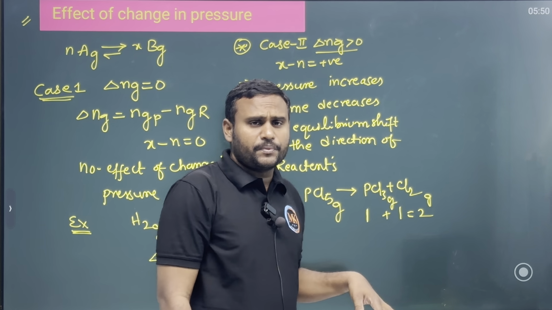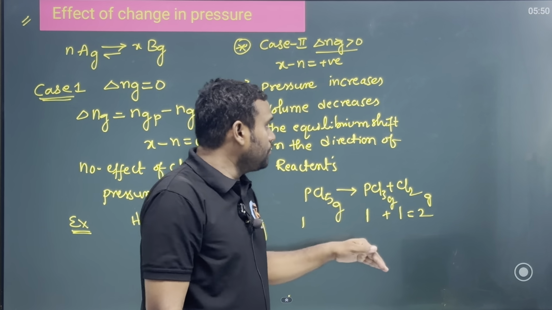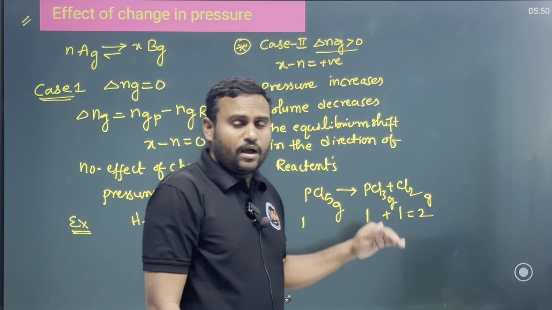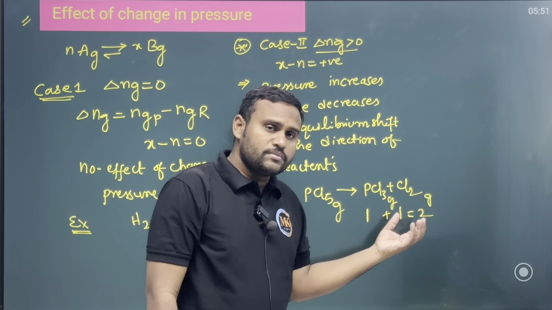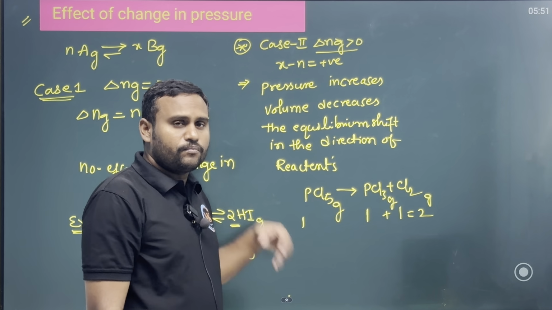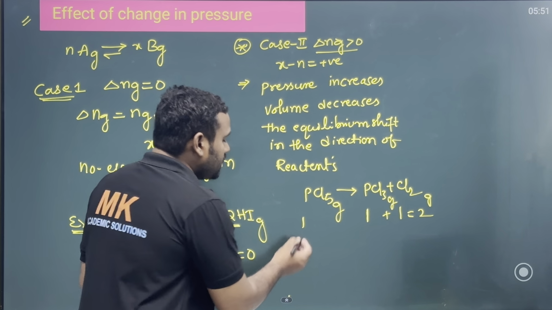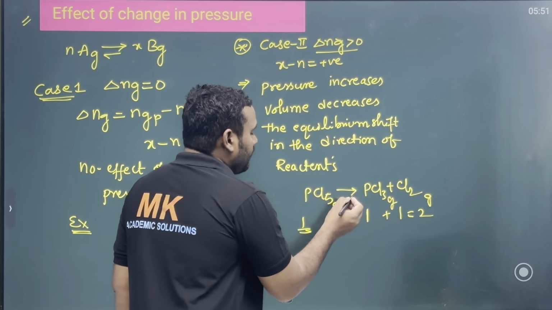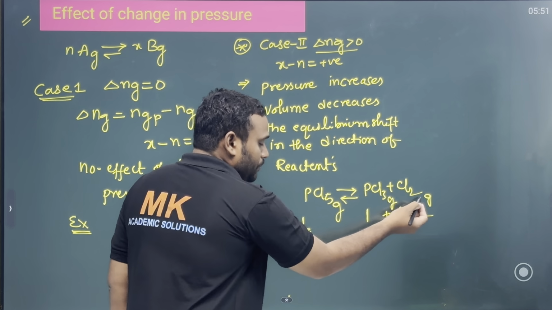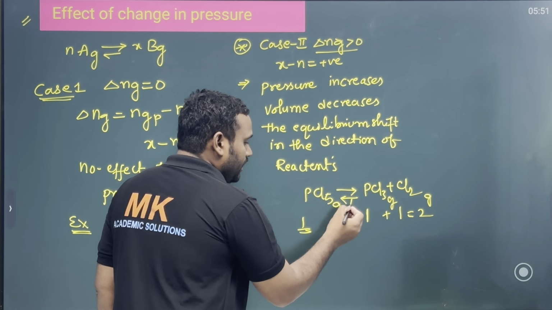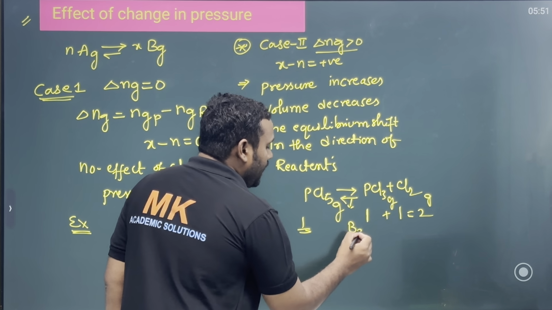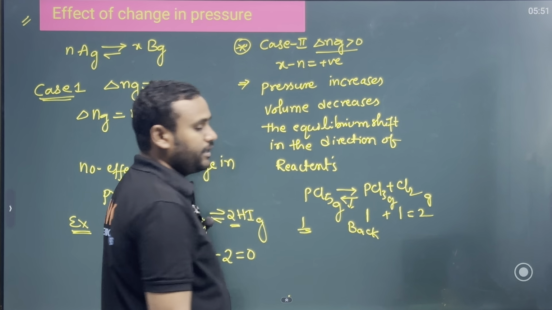When you increase the pressure, the volume is going to decrease. So if volume is going to decrease, the equilibrium shifts towards the lesser number of moles. Where are we having less number of moles? In the reactant side. So the products are going to be converted into reactants. So here the backward reaction is going to take place.